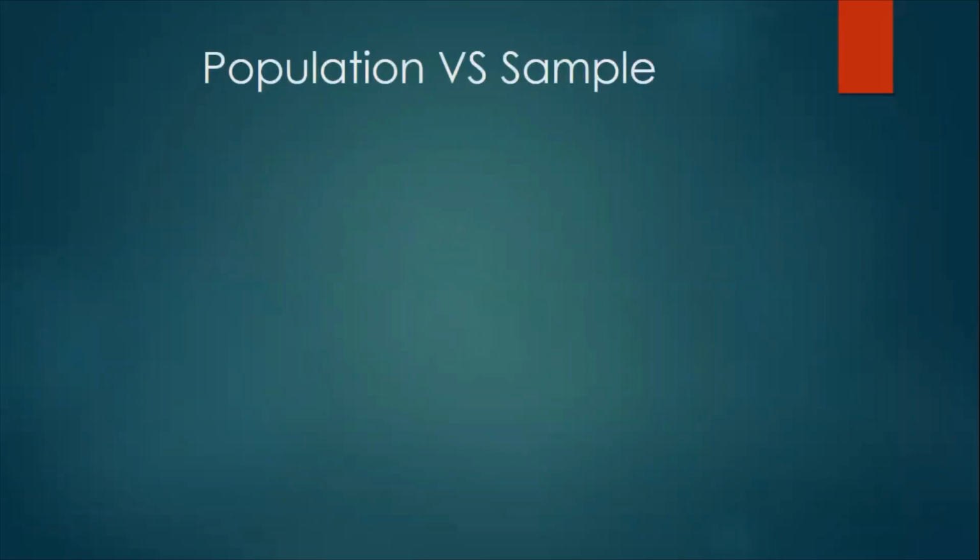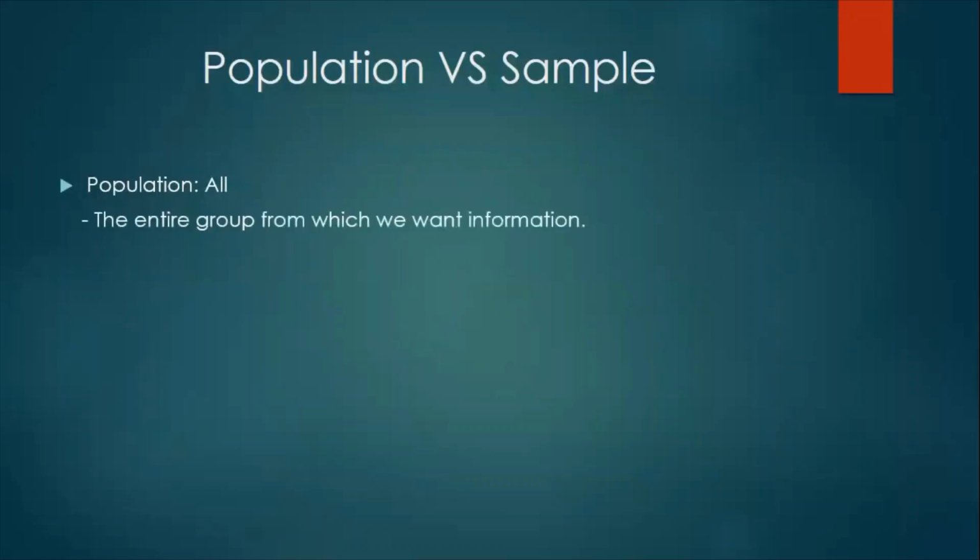So now we're going to be looking at population versus a sample. So as I was saying before, a population we're using when we're dealing with all. So when we're speaking about the entire group from which we want information, that is our population. So if I wanted to know the overall average for everyone that did Econ 1005 mid-semester 2, the population would be everyone that did Econ 1005 mid-semester.